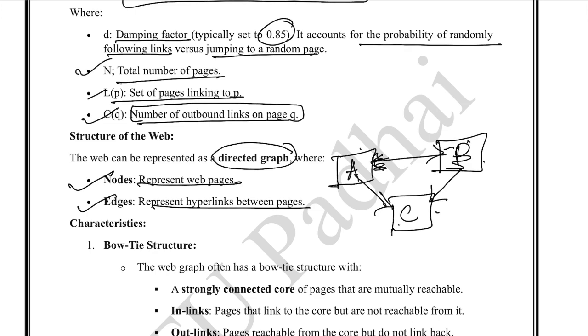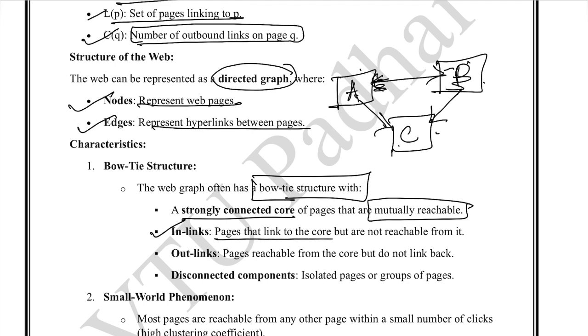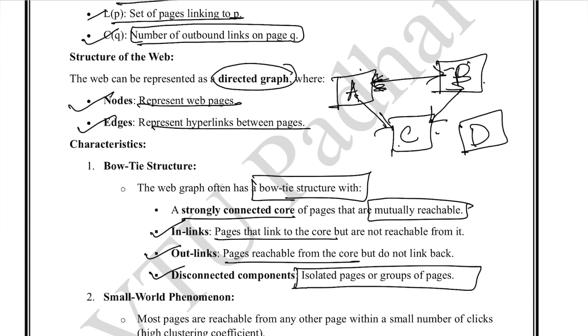What are the characteristics? Characteristics mainly depend upon a bow tie structure, where strongly connected pages are mutually reachable. If the pages are strongly connected, then they are reachable. In-links are the pages that link to the core. Out-links are the links coming out from the core. Then disconnected components are isolated pages or groups of pages which don't have any links. For example, I make a page D and D is not connected to anyone.